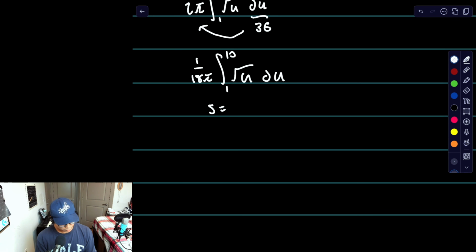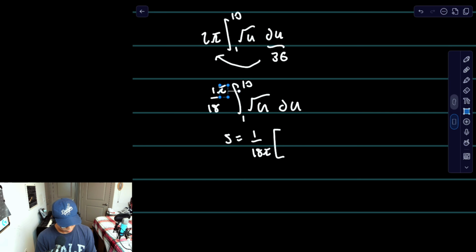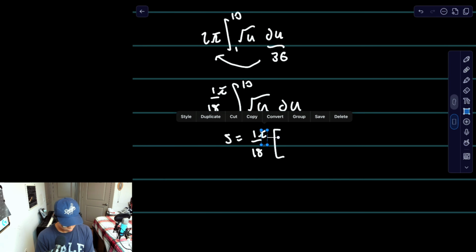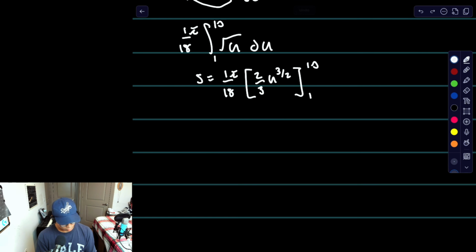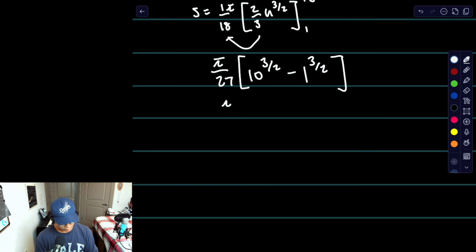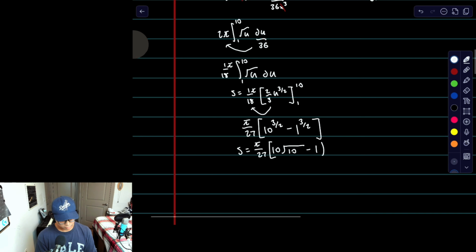Now our surface area simplifies to 1 over 18 pi times, oh sorry, I meant to put this pi in the numerator. So this is actually pi over 18 times 2/3 u to the 3/2, bounded from 1 to 10. Now we can remove this constant over here and multiply to the outside, so we end up simplifying to pi over 27 times 10 to the 3/2 minus 1 to the 3/2, which, if you want to simplify further, our surface area equals pi over 27, 10 times the square root of 10 minus 1. And our first example is finished.